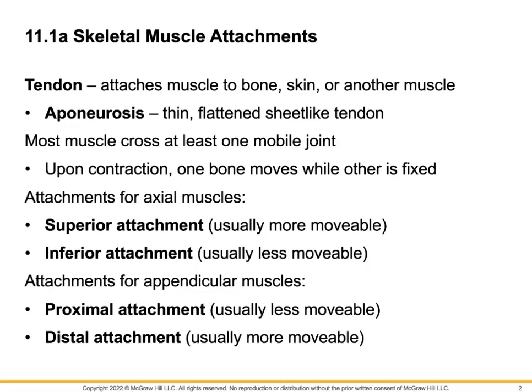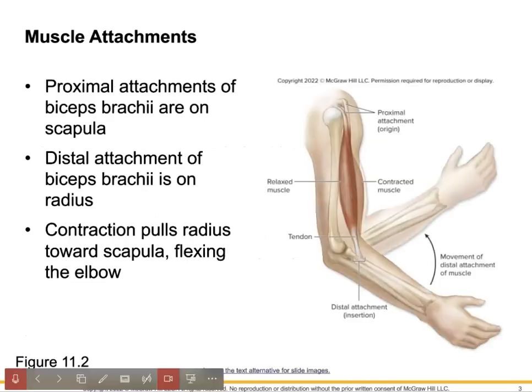An aponeurosis is the same thing as a tendon, but it's flat and it forms a sheet, where a tendon is more like a cord or a rope. An aponeurosis is a thin, flat sheet of that connective tissue that does the same thing. It connects muscle to bone, skin, or another muscle.